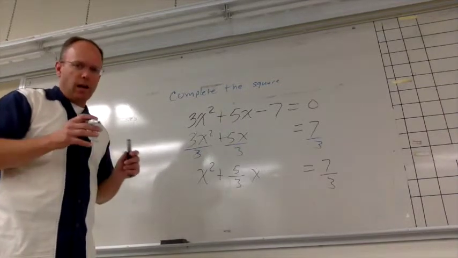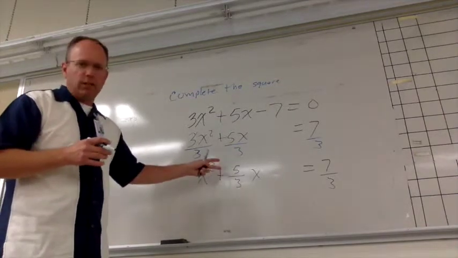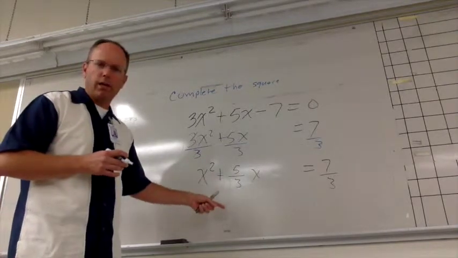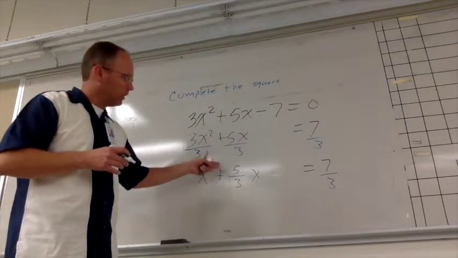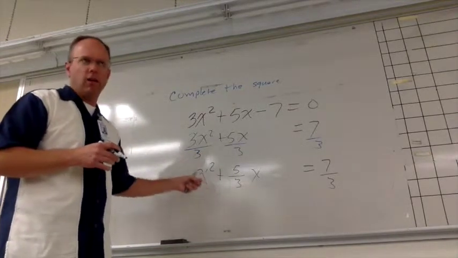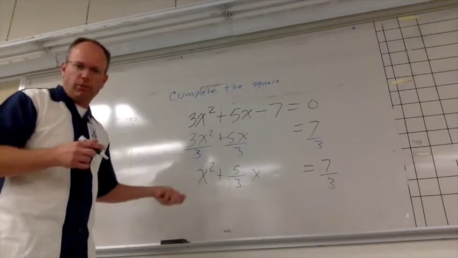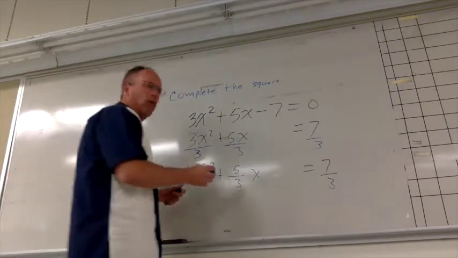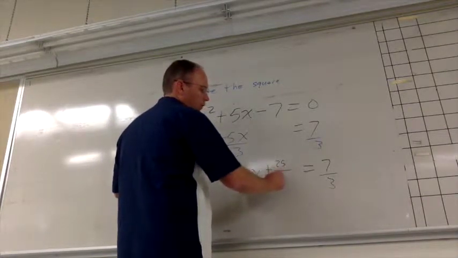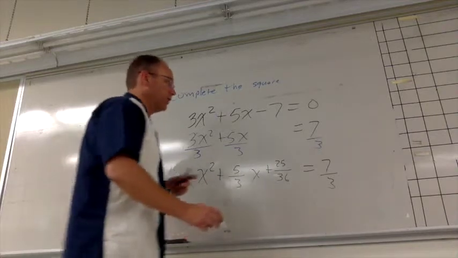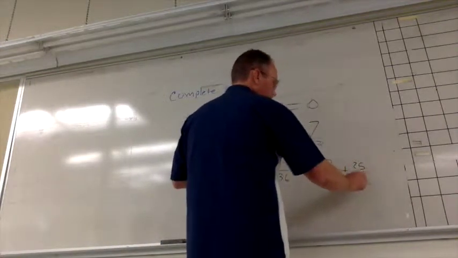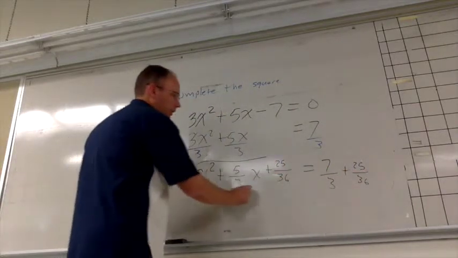This is going to be a lot easier if you think, if I wanted to take half of a fraction, you double the denominator. So half of 5 over 3, double the denominator, the bottom, so that's going to be 5 over 6. 5 over 6 is half of 5 over 3. So what is 5 over 6 times 5 over 6, or 5 over 6 squared? 5 over 6 squared is going to be 25 over 36, right? So if I add 25 over 36 to one side, I have to add it to the other. This is now my complete square.